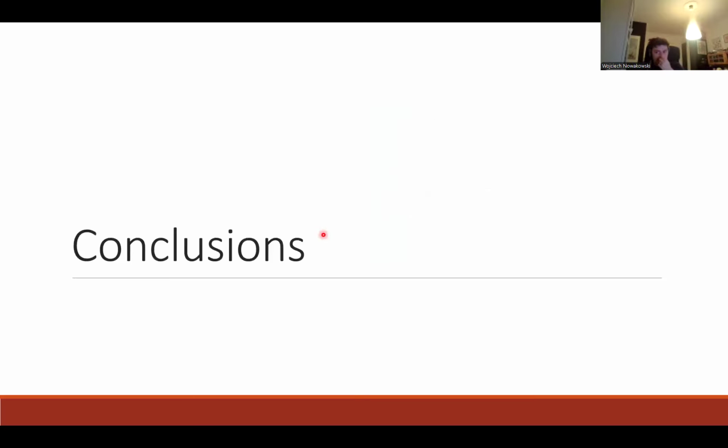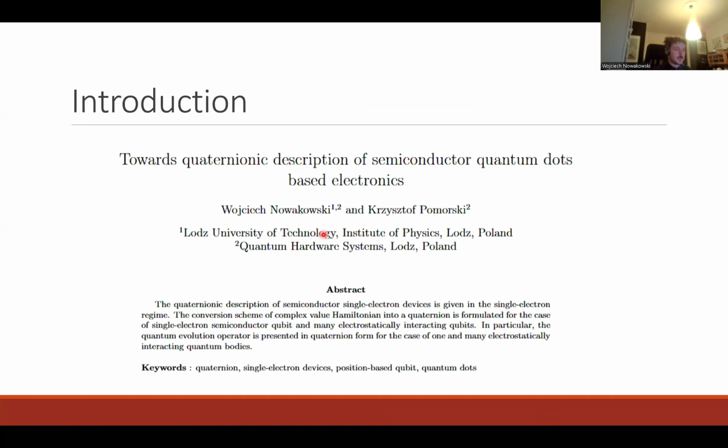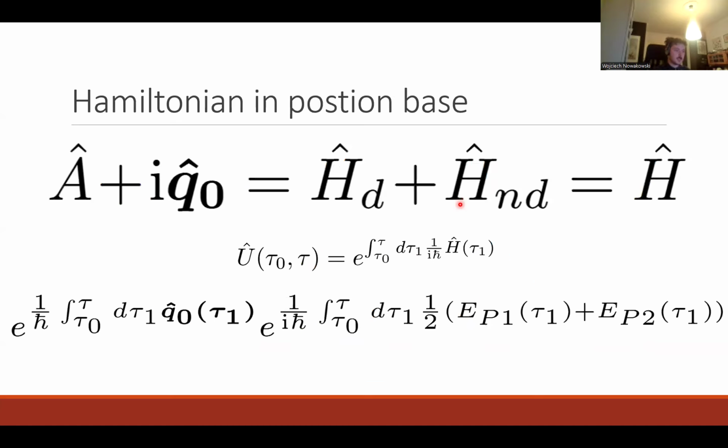Yeah. So the conclusions are that, as I mentioned before, this is a part of a paper that we wrote with Dr. K. Pomorski, and the further plans are to use the quaternionic description to maybe create some kind of calculating system that will maybe be more effective than classical mathematical models that are used in computers to simulate the interaction between quaternions, between particles, or position-based qubits.